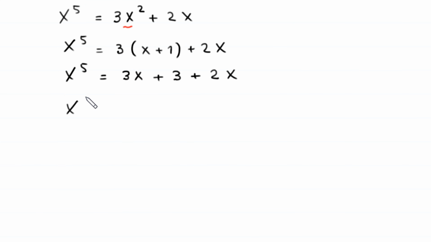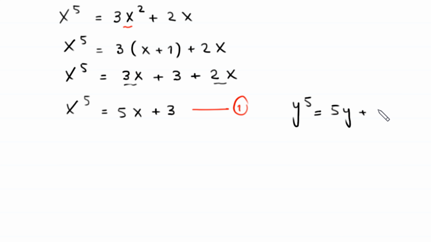Next, x to the power 5 is equal to this 3x plus 2x will become 5 times x plus this 3. Let's call this equation number 1, and in the same way we can find the value of y to the power 5 is equal to 5 times y plus 3. Let's call this equation number 2.